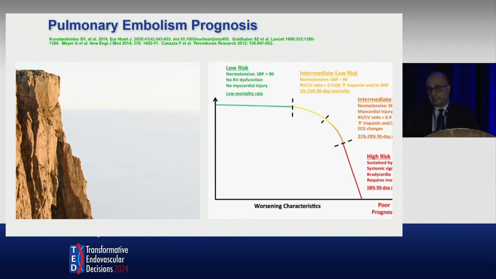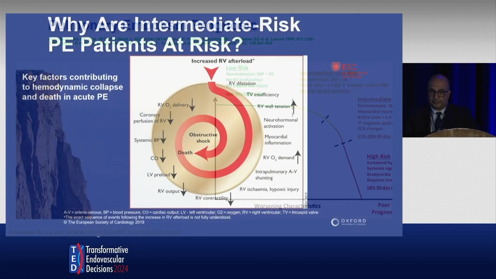And this is kind of a spectrum. As soon as we start hitting intermediate low-risk PE, the mortality starts going higher, the 90-day mortality. In this category, intermediate low-risk is up to 15%, intermediate high-risk is up to 30%, and in the high-risk population, it's up to 90%.